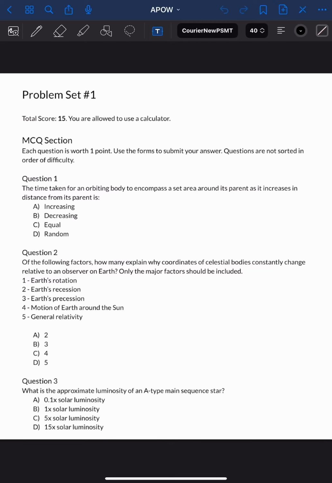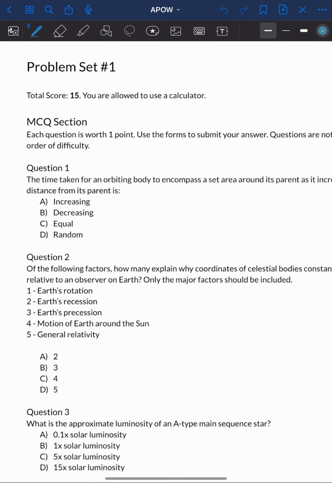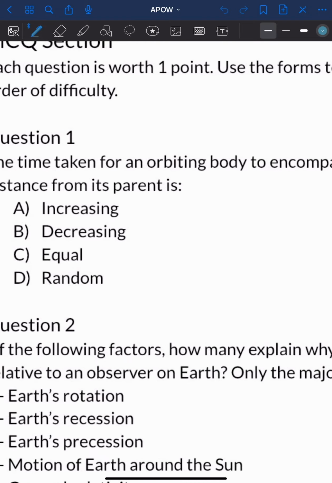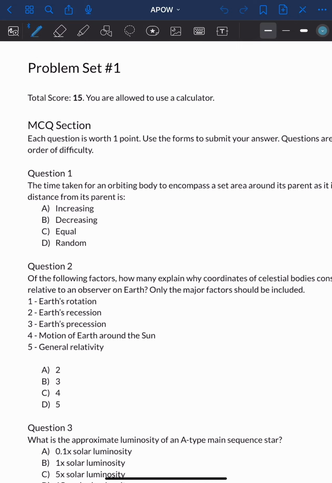Okay, cool. Hi all, this is going to be the answer, or at least the going through of APOW problem set 1. Over here, we won't spend too much time on the non-calc since it's mostly general knowledge, but we will go through the pointers that are basically relevant in solving such problems. So let's get into it.